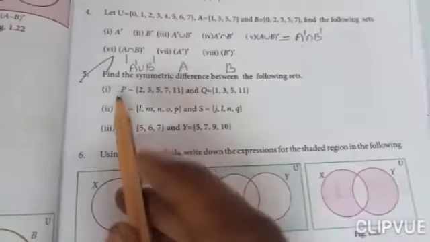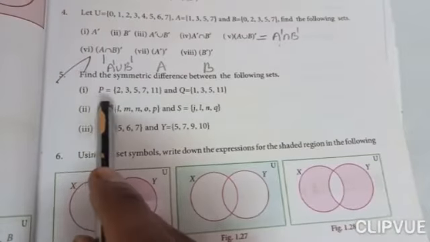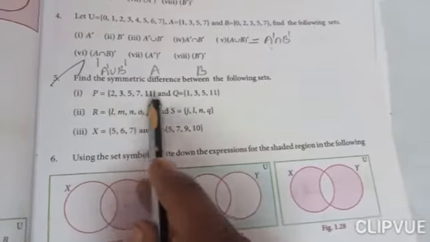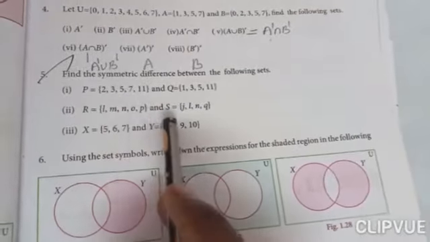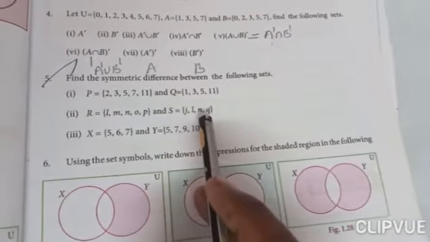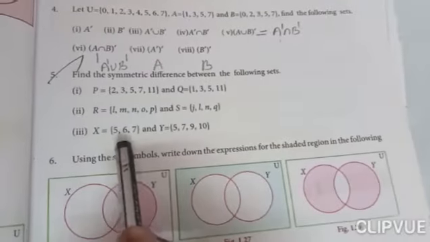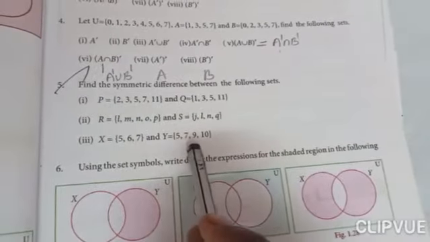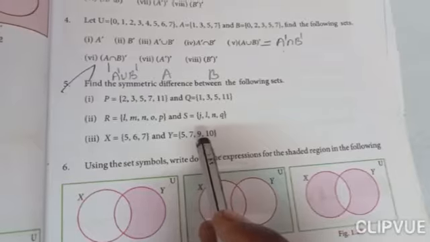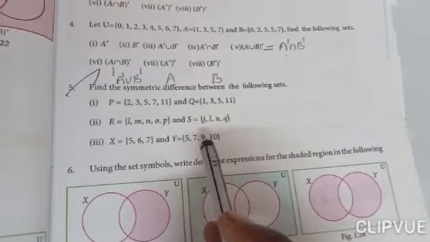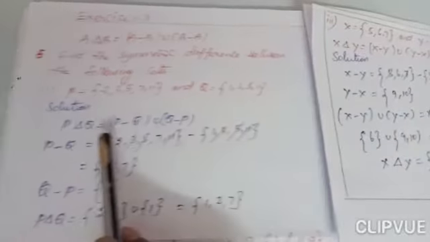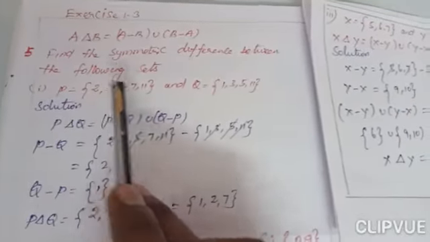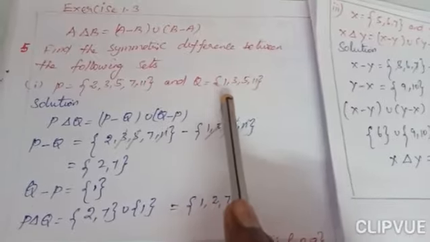In the 5th Roman number, you have 3 sums. First one is set P equals 2, 3, 5, 7, 11 and Q is 1, 3, 5, 11. Second one is R equals LMNOP, S equals JLNQ. Third one is X equals 5, 6, 7 and Y equals 5, 7, 9, 10. I will explain. So first one, set P is 2, 3, 5, 7, 11. Set Q is 1, 3, 5, 11.